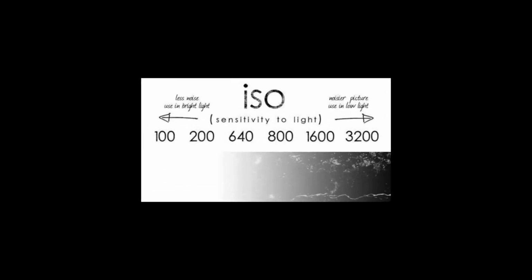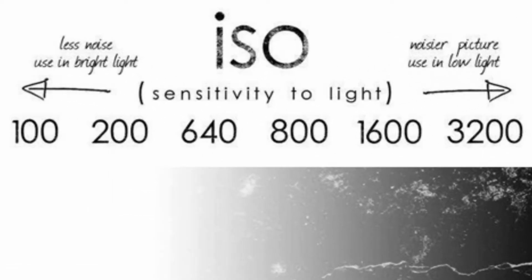First, we have ISO. ISO refers to how sensitive the image sensor is. A higher ISO has more noise, and a lower ISO has less noise. In a dark room, you need a high ISO, around 1600, to up the exposure, but outside you'll need a low ISO, around 100, because of the natural lighting.